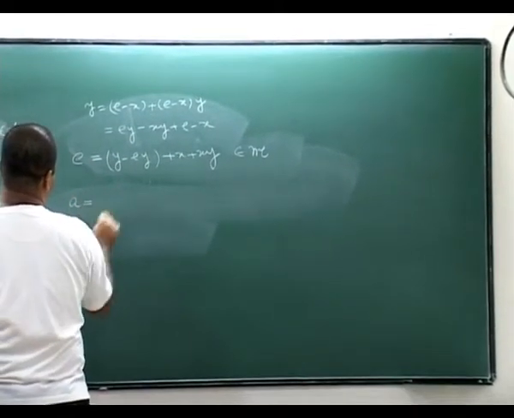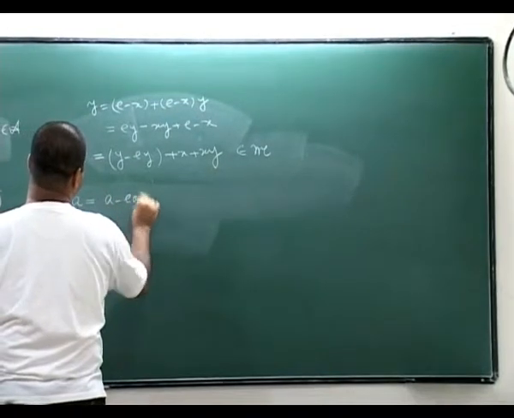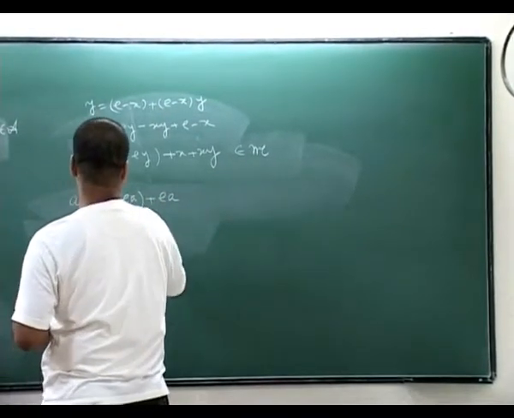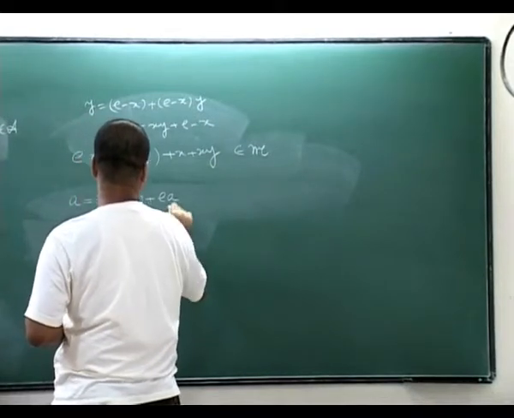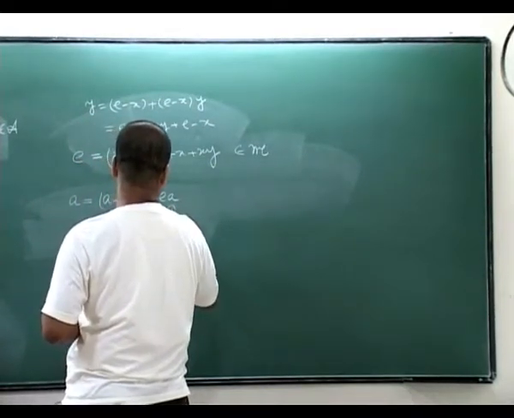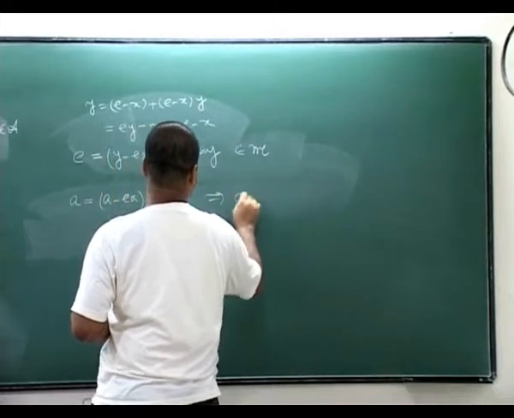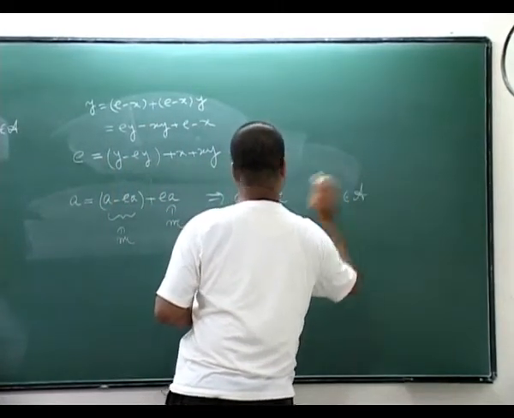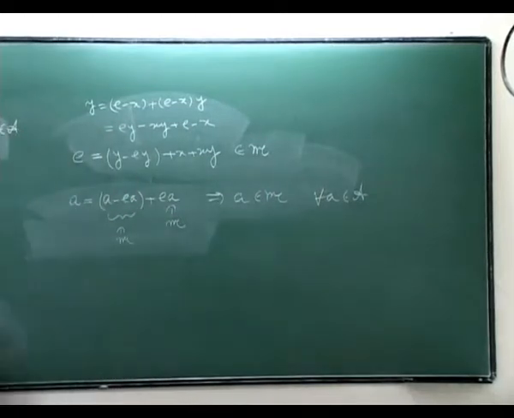I can write A as A minus EA plus EA. Now, this is in M, E is in M, therefore this is in M, so this implies A is in M. So this contradicts the fact that M is proper.